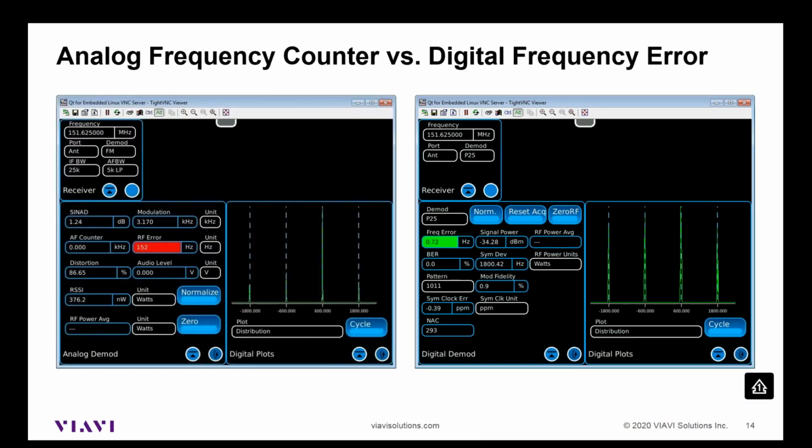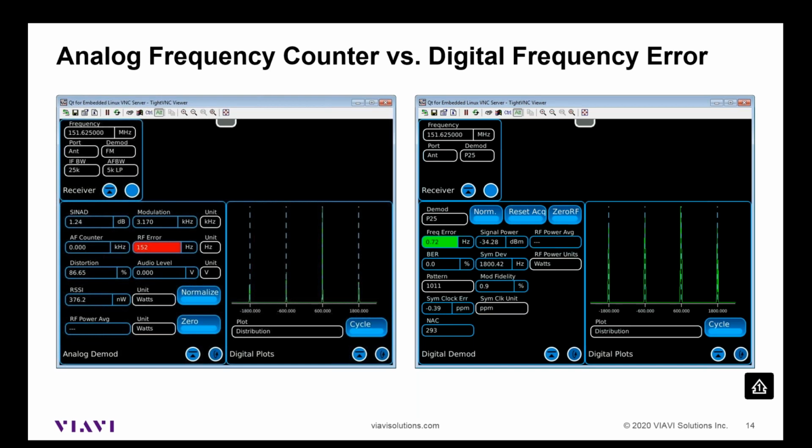Here we have a couple screenshots of the same signal, standard 1011 pattern. And you can see on the left side, again, same frequency, same signal. On the left side, we have an analog meter measuring 150 hertz, which is very typical of this standard 1011 pattern, even though that is perfectly on frequency. If we look at the right side, using the proper meter, we can actually see that the frequency error is almost zero.